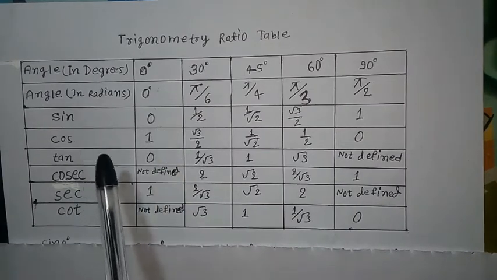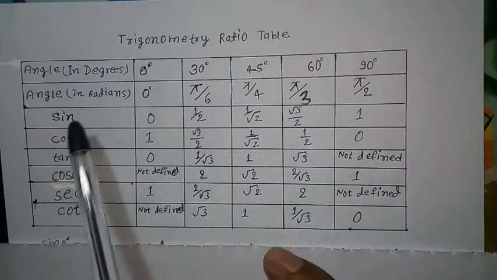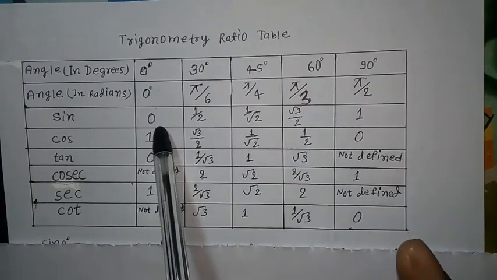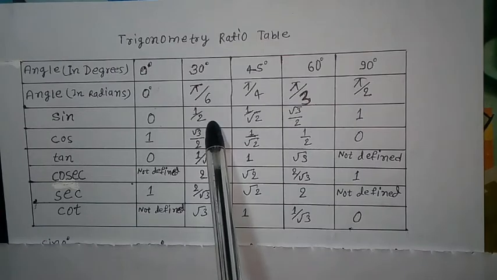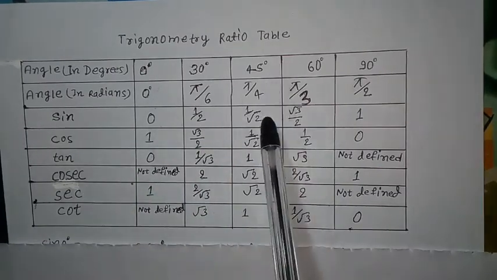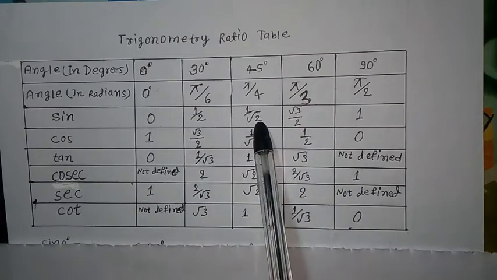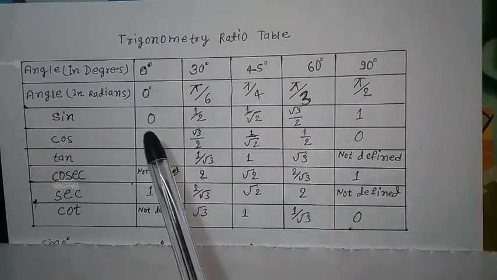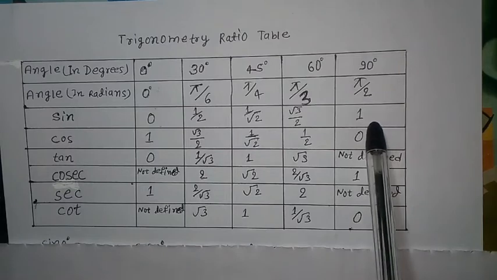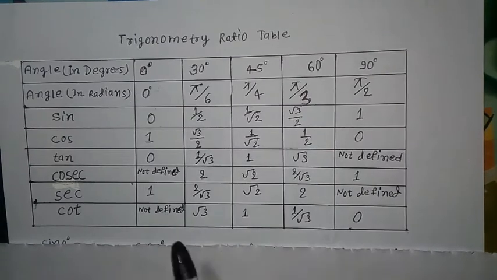Now according to this table, the value of sine 0 degree is equal to 0. The value of sine 30 degree is equal to 1 by 2. The value of sine 45 degree is equal to 1 by root 2. The value of sine 60 degree is equal to root 3 by 2, and the value of sine 90 degree is equal to 1. Okay.